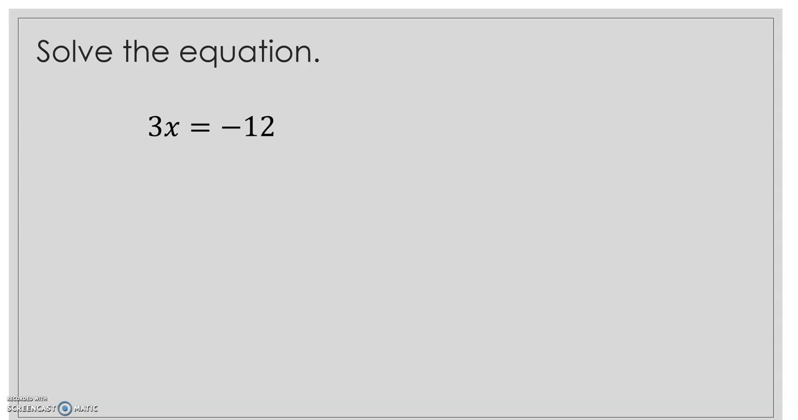3x equals -12. What's the operation between the 3 and the x? It's multiplication. And to undo multiplication, we divide. We're going to divide by 3 on both sides of the equation. 3 divided by 3 is 1. So we are left with 1x equals -4.